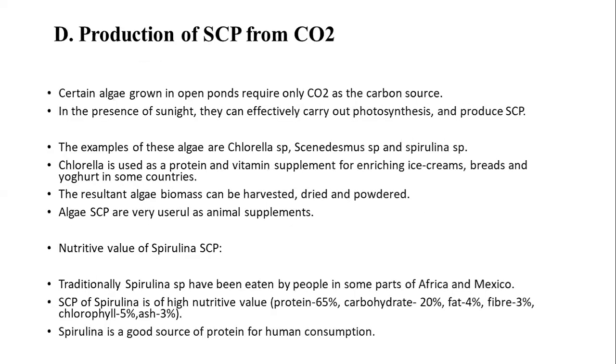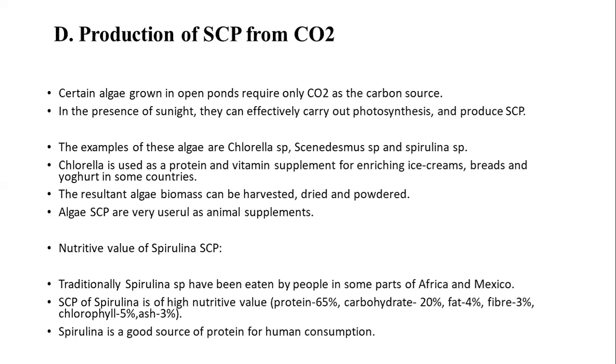The next category includes the production of SCP from carbon dioxide. The algae grow in a pond through the process of photosynthesis and require carbon dioxide as a carbon source to produce SCP. Examples of algae that produce SCP are Chlorella species, Scenedesmus species, and Spirulina species. Chlorella algae are used as a protein and vitamin supplement for bakery and dairy products in some countries. Algae biomass is harvested in dry powder form. SCP produced from algae is used as an animal supplement.